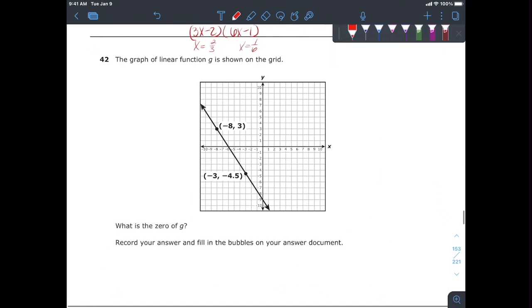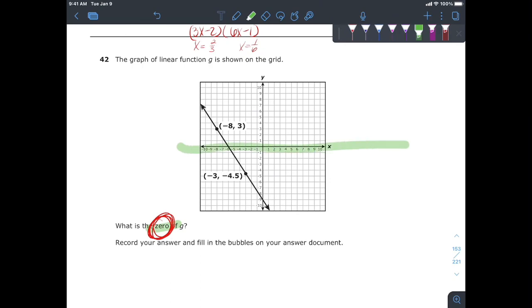42. The graph of the linear function g is shown on the grid. What is the 0? They want to know an x-intercept. So I look. It is located at -6. That's my answer. I could have also ran a regression and solved for it numerically, but that's way too much work.